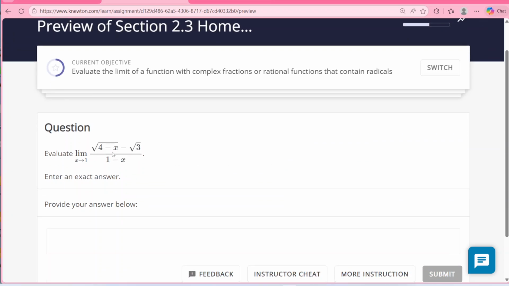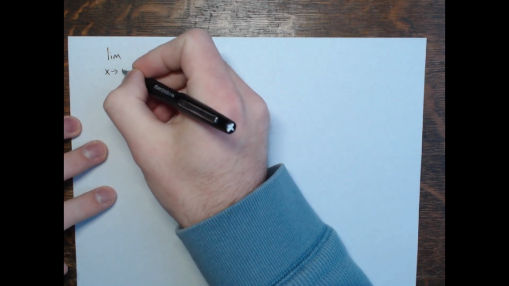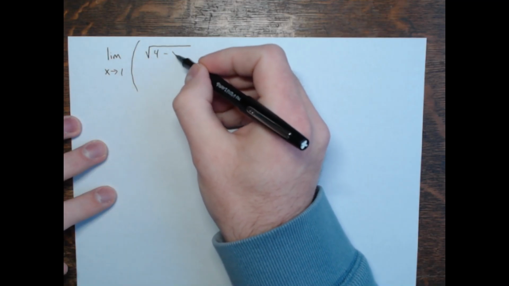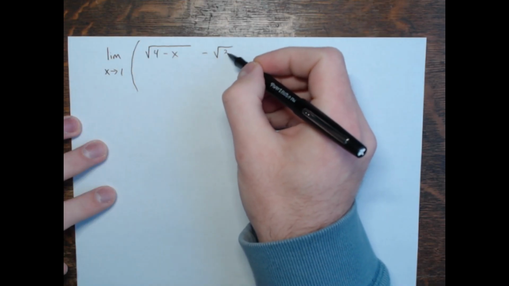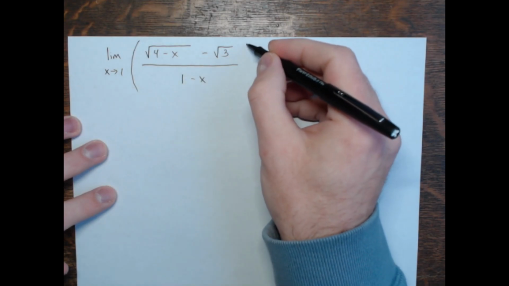Here's another one. This one will involve rationalizing again, right? I've got square roots involved. If I plug in 1, I've got 0 in the denominator, and then square root of 3 minus square root of 3 is 0 in the numerator. So let's do that again. The limit as x approaches 1 of the square root of 4 minus x, minus the square root of 3 in the numerator, and then simply 1 minus x in the denominator.